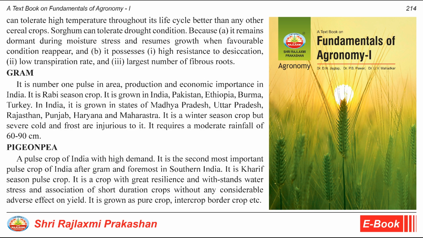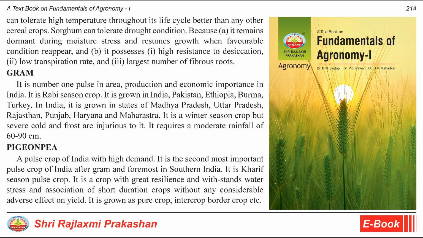Sorghum can tolerate high temperature throughout its life cycle better than any other cereal crops. Sorghum can tolerate drought condition because, point A, it remains dormant during moisture stress and resumes growth when favorable conditions reappear and, point B, it possesses, number 1, high resistance to desiccation, number 2, low transpiration rate, and number 3, largest number of fibrous roots.